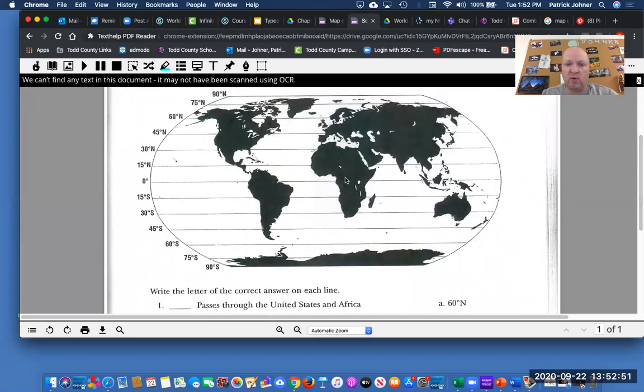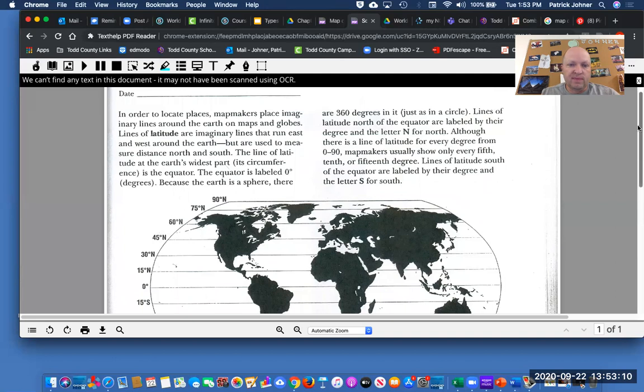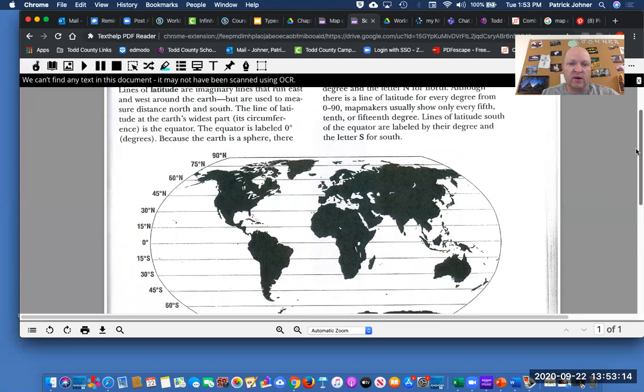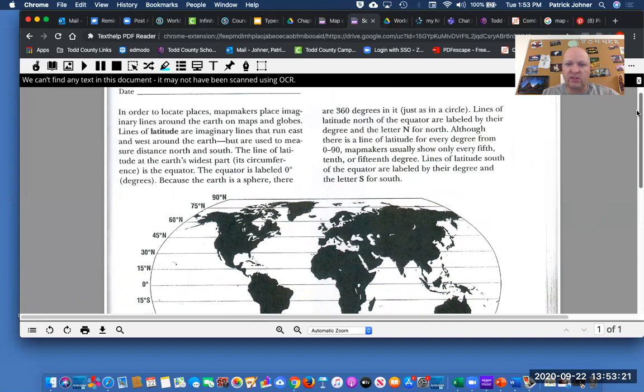So they go this way, but we measure them either above the equator. Here's the equator, everything above, you notice it has the N, or anything south of the equator has the S. I know it's weird that they run this way, but we measure them this way, but that's just the way it is. The line of latitude at the Earth's widest part is the equator. The equator is labeled at 0, and because the Earth is a sphere, there are 360 degrees in it, just like there is in a circle.